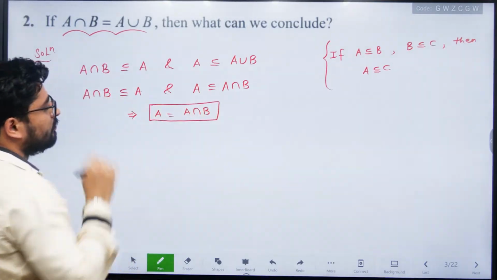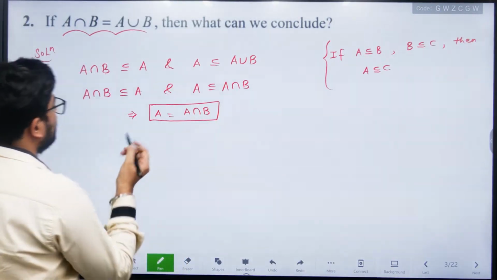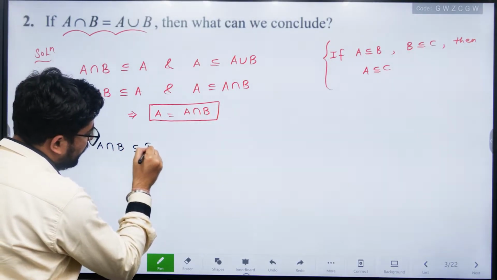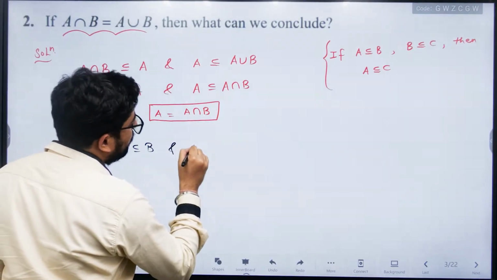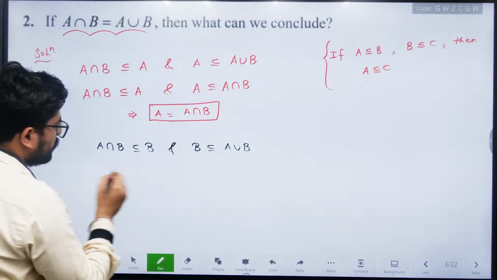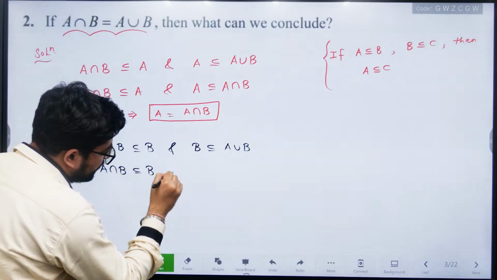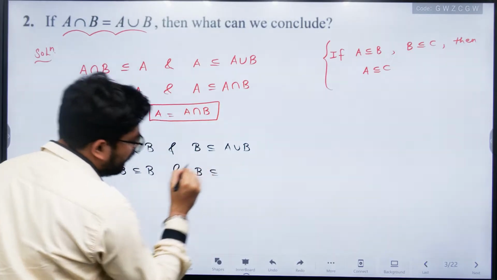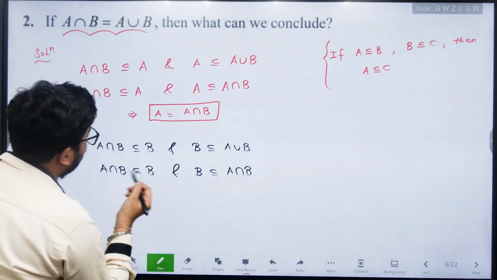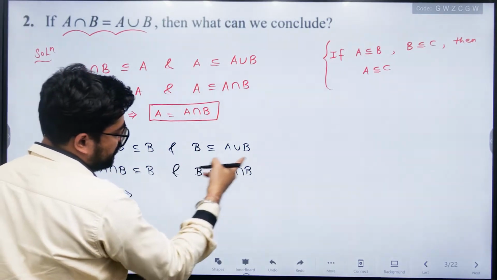Now similarly, you can say A intersection B is a subset of B, and B is a subset of A union B. So A intersection B is a subset of B as it is, and B is a subset of A union B, and A intersection B and A union B are the same. So from here we can conclude A intersection B is a subset of B, and B is a subset of A intersection B.